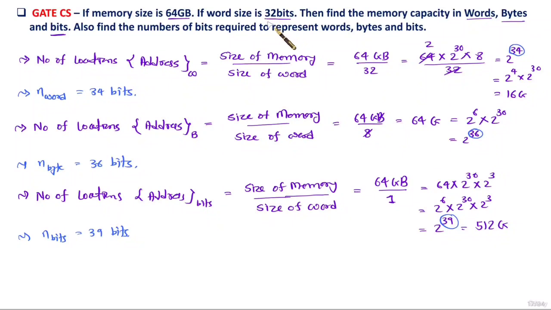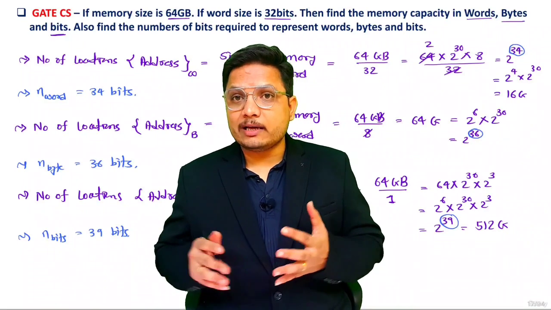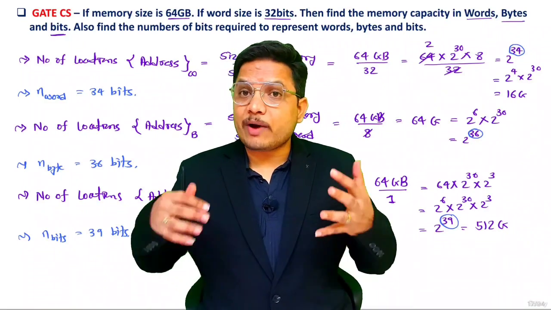When you want to represent this memory of 64 GB in the form of byte, at a time 36 bits are required to represent that address, and as per byte addressable, data lines will be 8. And in terms of bits, the data line will be 1 only, but address lines will be 39 bits. So that is how we can identify the size of memory in varieties of form.